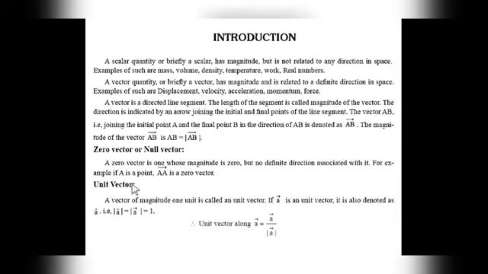Second type is unit vector. A vector of magnitude 1 unit is called a unit vector. If A is a vector, its unit vector is denoted by A cap. A cap means the unit vector along the vector A, in the direction of vector A. That is, vector A divided by magnitude of vector A.